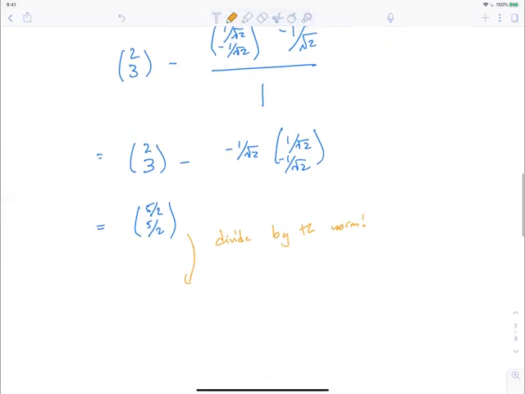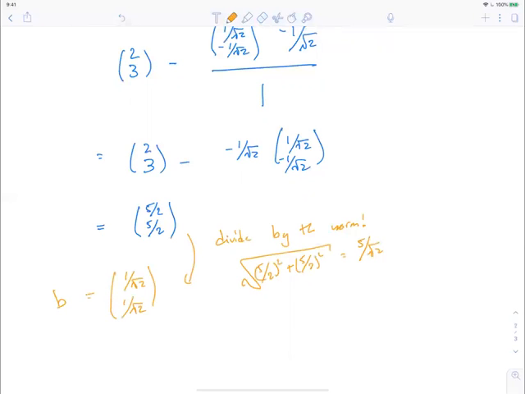All right, in this case, the norm is the square root of 5 halves squared plus 5 halves squared. So that gives us 5 over square root of 2. So that's what we're going to divide by. And when everything's said and done, we're going to get 1 over square root of 2, 1 over square root of 2. All right, so that's our second vector.